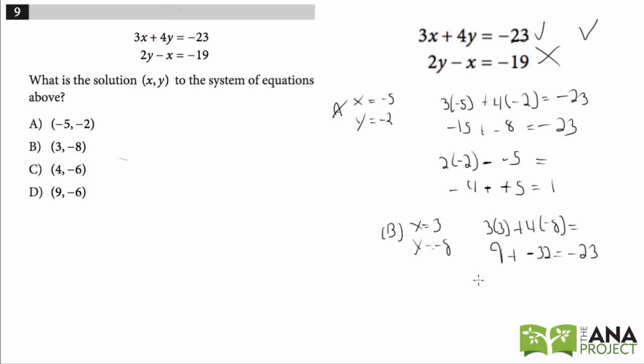We have to try it for the second equation. Again, x equals 3, y equals -8. This is a -8. I didn't write that very well. So 2y, 2 times -8, minus 3 should equal -19. 2 times -8 is -16 minus 3, that's -19. So it checks out in both equations. So B would be the right answer. So that's one way to do it.